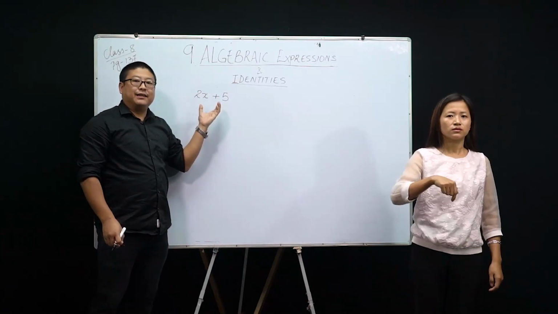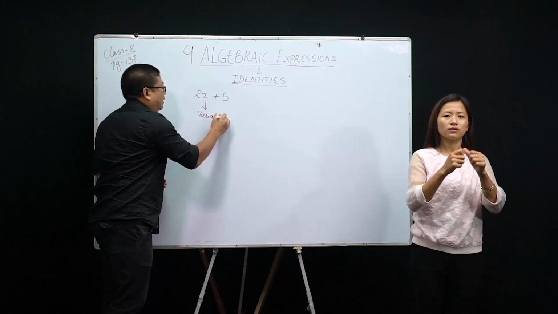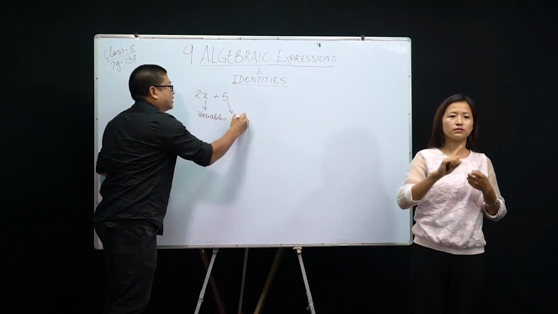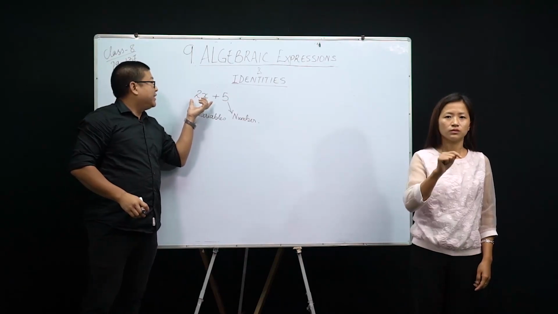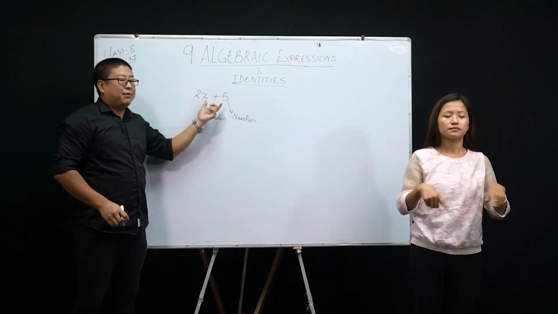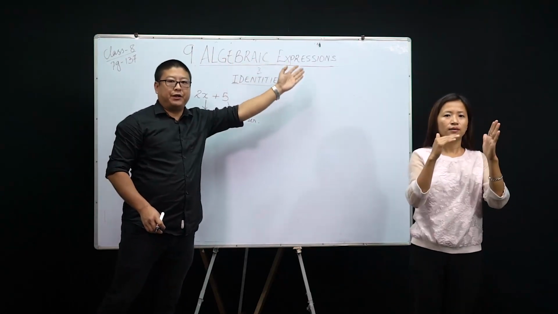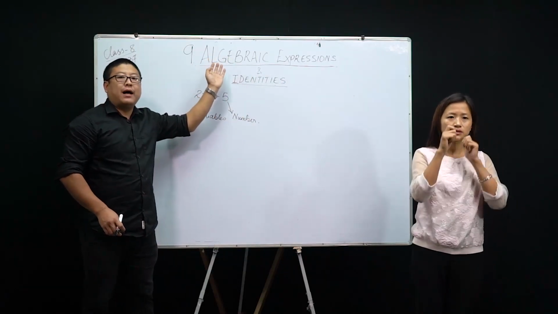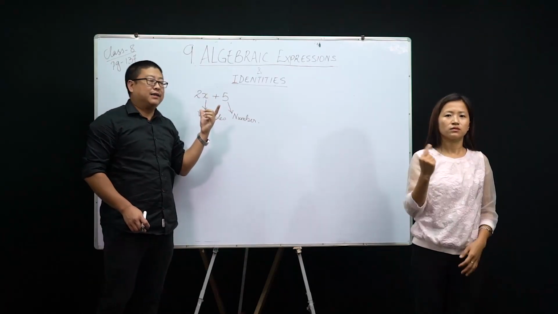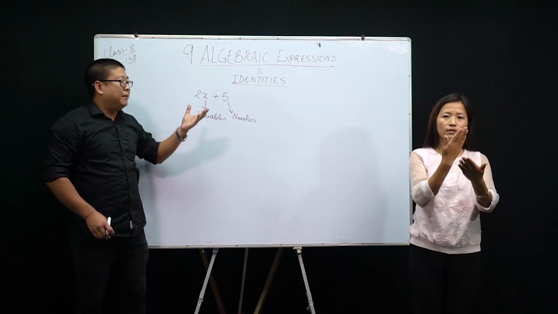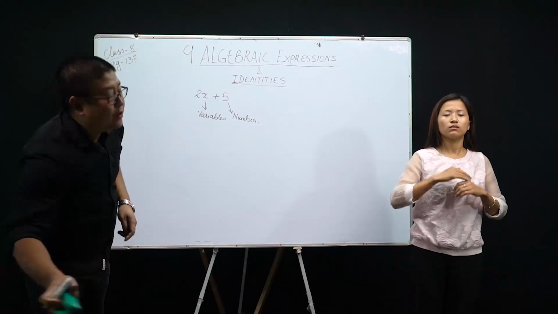Now, an expression consists of variables and numbers. When you see an expression like this, 2x plus 5, these kinds of expressions are called algebraic expressions. So in short, algebra is simply using symbols and signs and applying their operations. We'll be discussing this in detail as we go on. So let's look at the first topic.